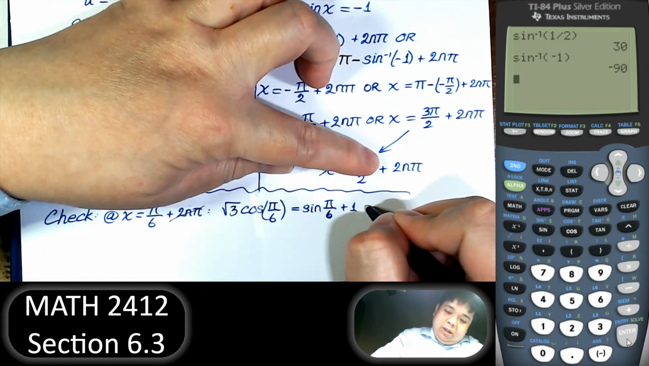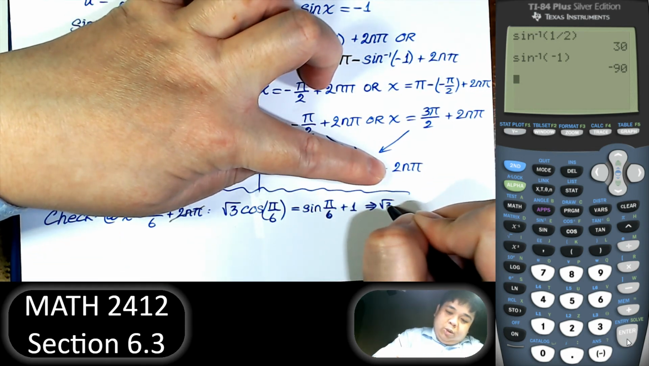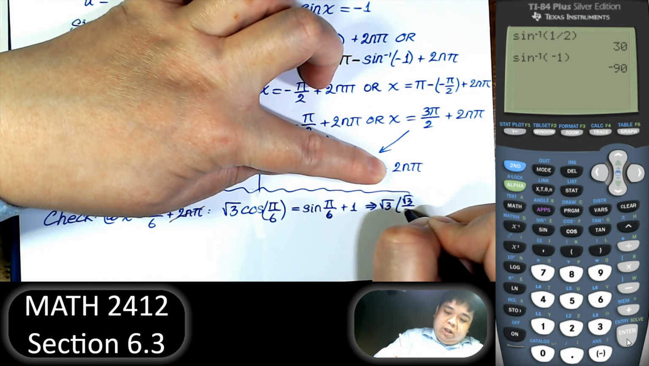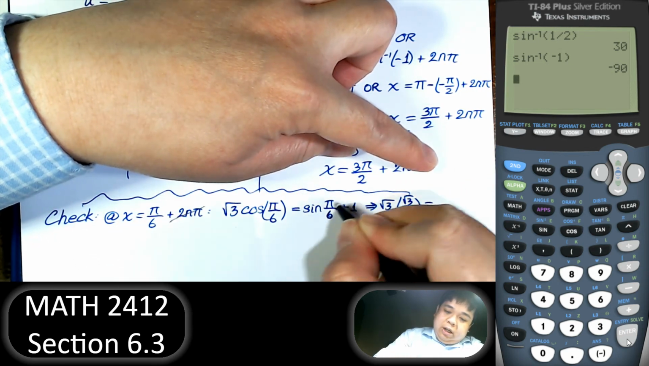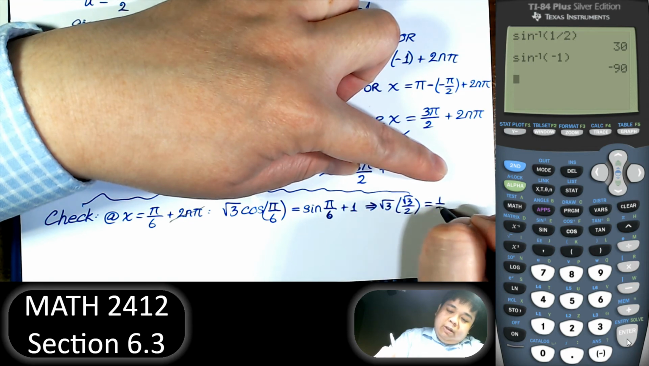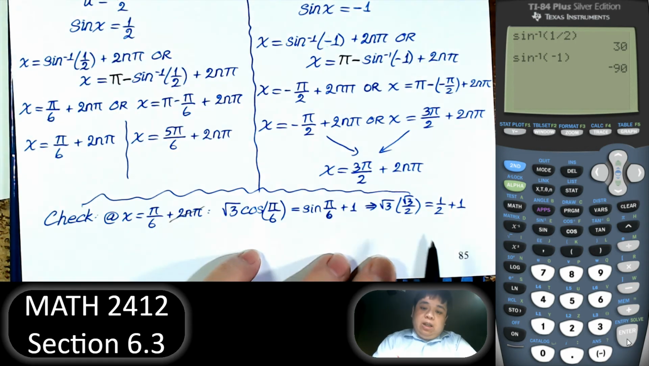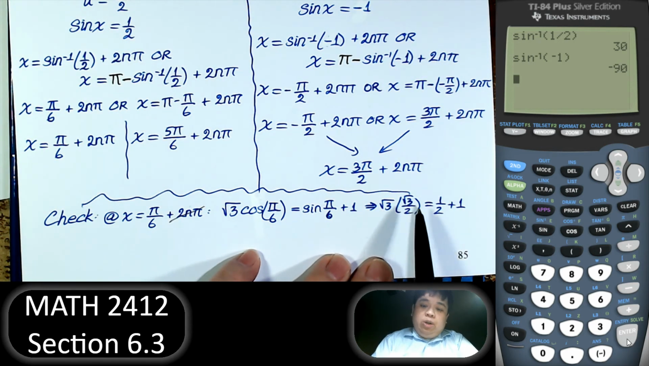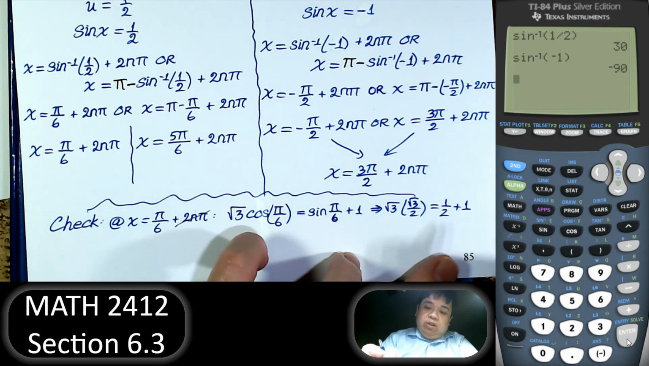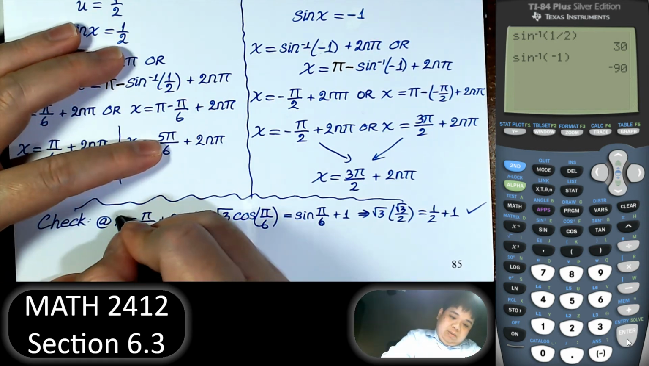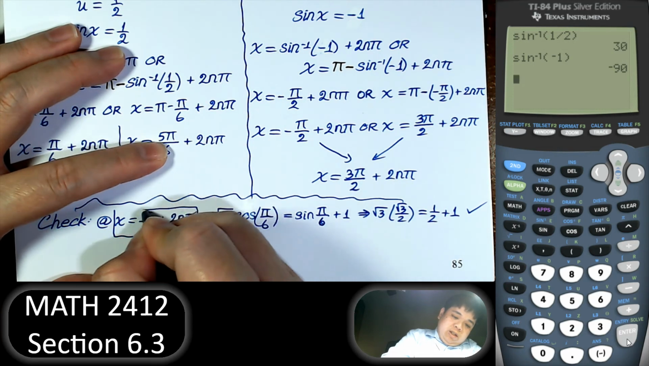So we have square root of 3 times square root of 3 over 2. Sine pi over 6 is 1/2 plus 1. As you see, square root of 3 times square root of 3 is 3. 3 over 2, 3 over 2. So yes, that's good. So this is a solution.